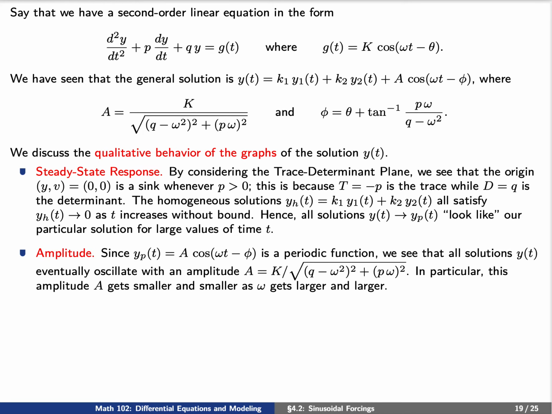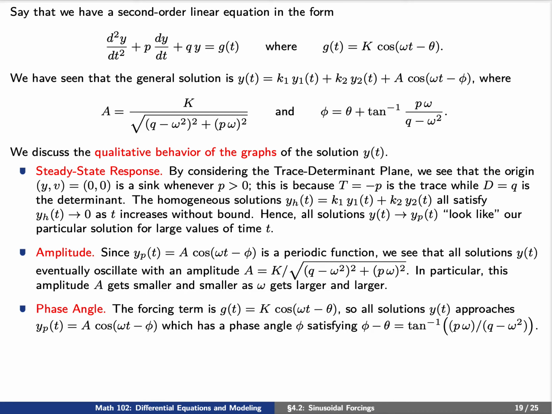Next, let's take a look at the amplitude, capital A. We've seen that our particular solution, y sub p, is a periodic function, and all of our solutions, y of t, eventually oscillate with some amplitude, capital A. Notice in particular that this amplitude, capital A, actually gets smaller as the frequency omega gets larger. We'll come back and discuss this more later in future lessons.